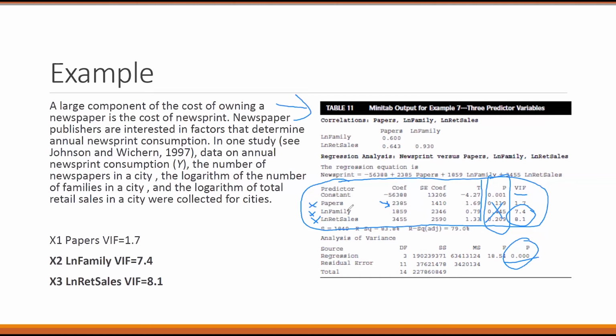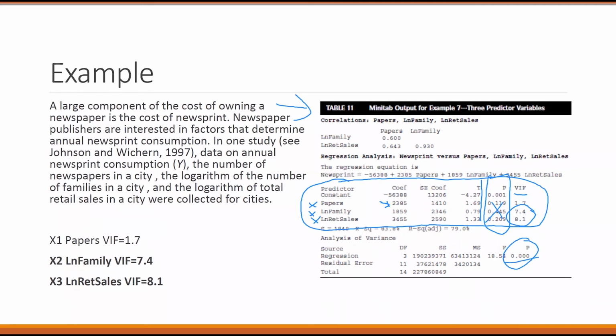As we just talked about, for VIF measure, the higher the value, the more serious the problem is. Now 7.4 and 8.1 is much higher than 1. So we can definitely tell these two X variables are highly correlated with each other. That means we have serious multicollinearity. And even by intuition, if you think about it, the number of families in the city is highly correlated with the retail sales. That's for sure. So when you include both of them in the model, they will cause the problem.